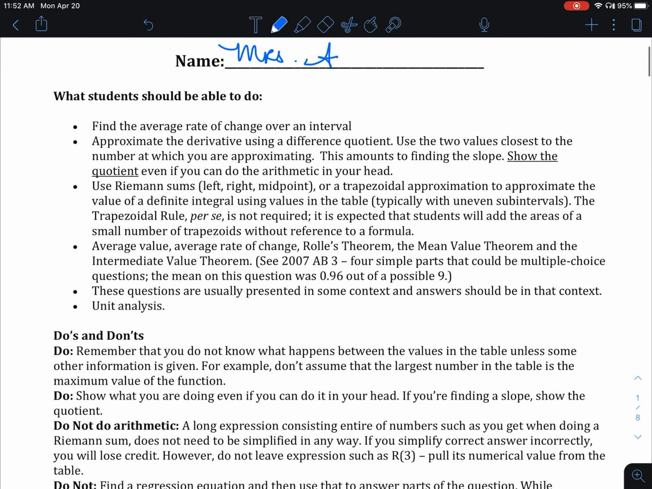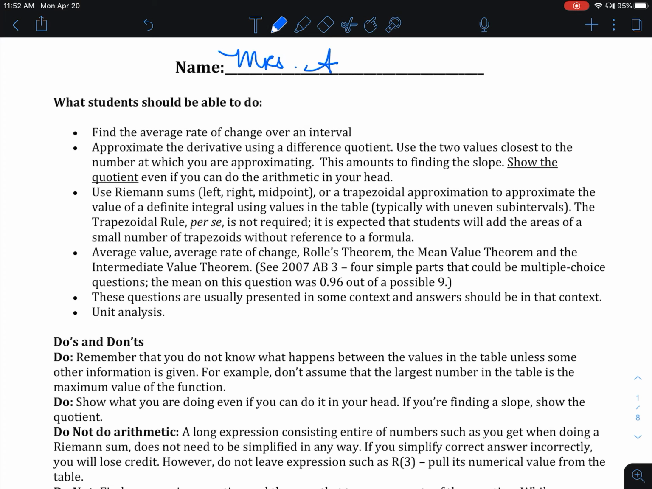Here's what you should be able to do. You should be able to find the average rate of change over an interval. I think we're really good at that. We also piggyback that into approximating the derivative. Whenever we're asked for an estimate and we can't find the actual derivative, what we need to be doing is AROC. You should be able to use Riemann sums, and this includes left, right, and midpoint. Trapezoid is probably the best approximation of the integral, but if they tell us to do the left or the right, that's what we're going to do, or the midpoint.